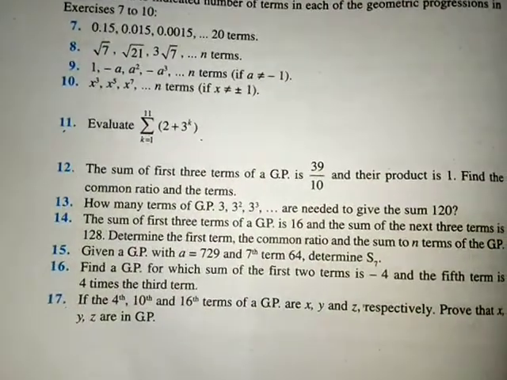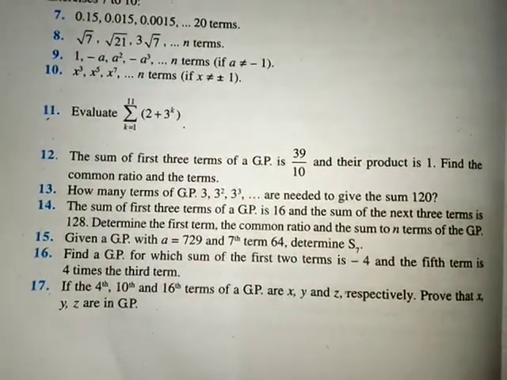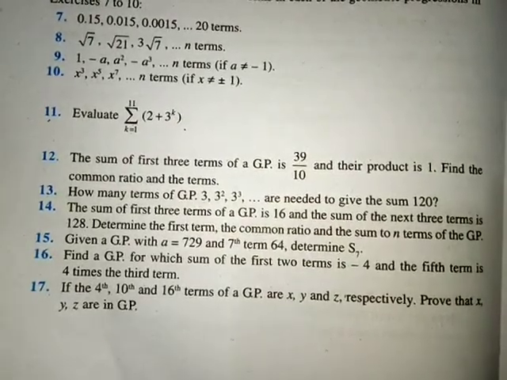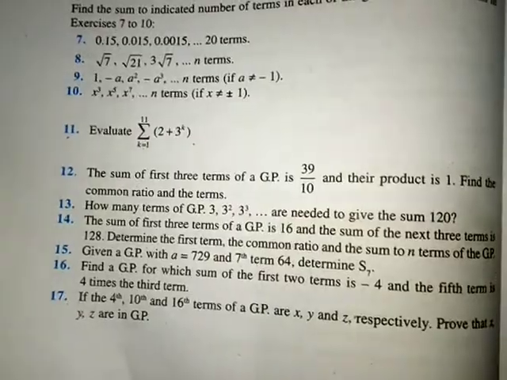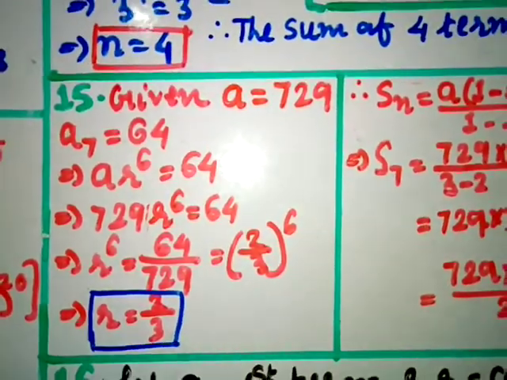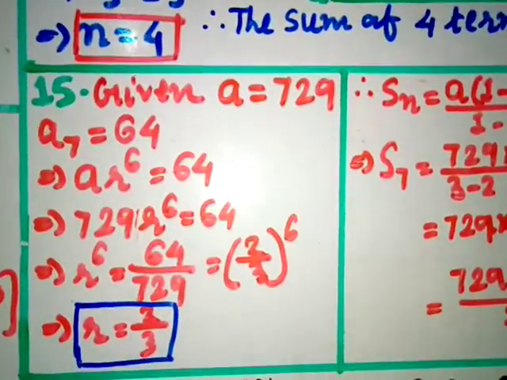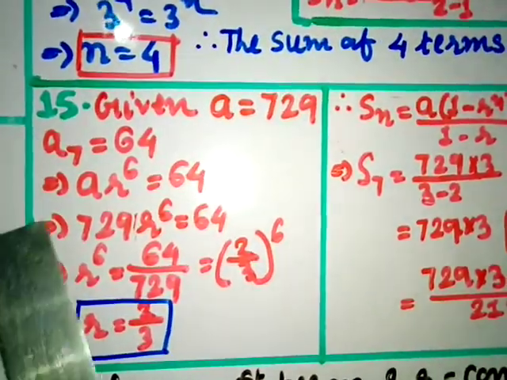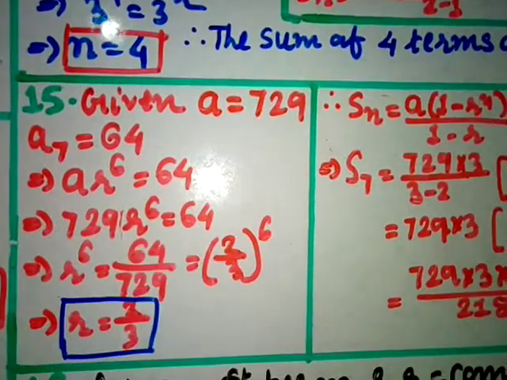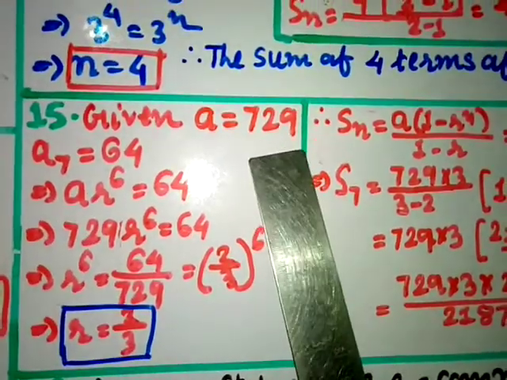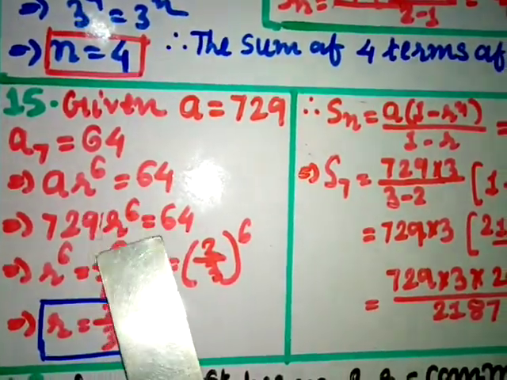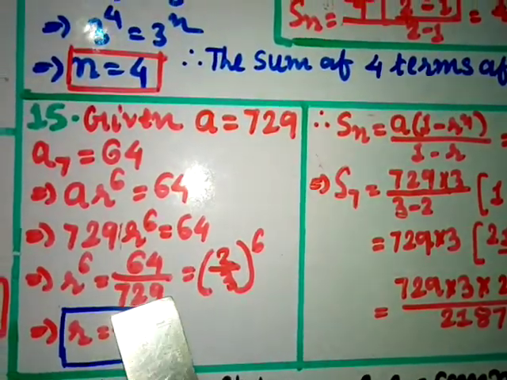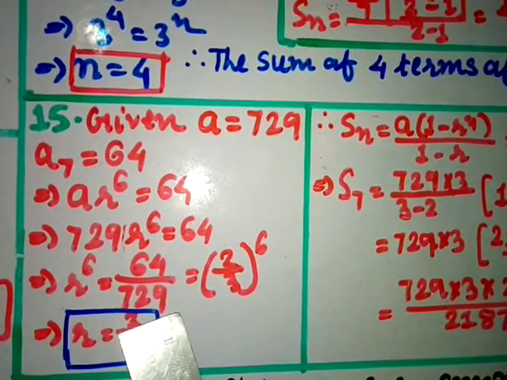Question number 15. Given a GP with A equal to 729 and 7th term 64, determine S7. You are given the first term A equal to 729, and 7th term A7 equal to 64. Now by formula, A7 is A into R power 6 equal to 64, right? A value is given to you, put the value 729, R power 6 equal to 64. This 729 if you transfer over here, it will go in the denominator. So you get here 64 by 729.